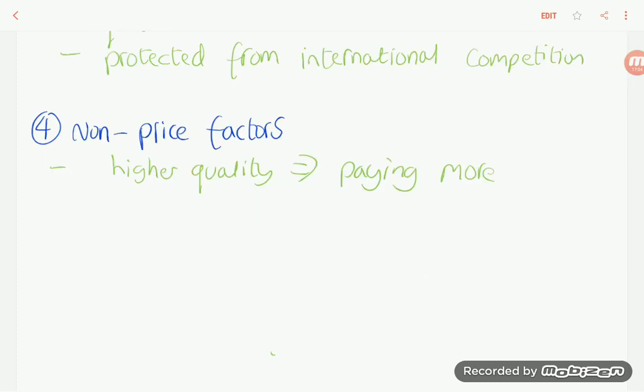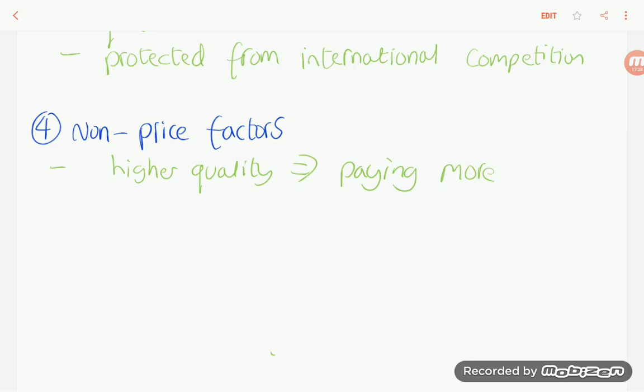Non-price factors. These include things such as the quality of goods. For example, advancements in technology in a country that lead to the production of higher quality goods would be likely to cause an increase in exports from that country, because people are willing to pay more for something if it's really good. This would mean an improvement in net exports.